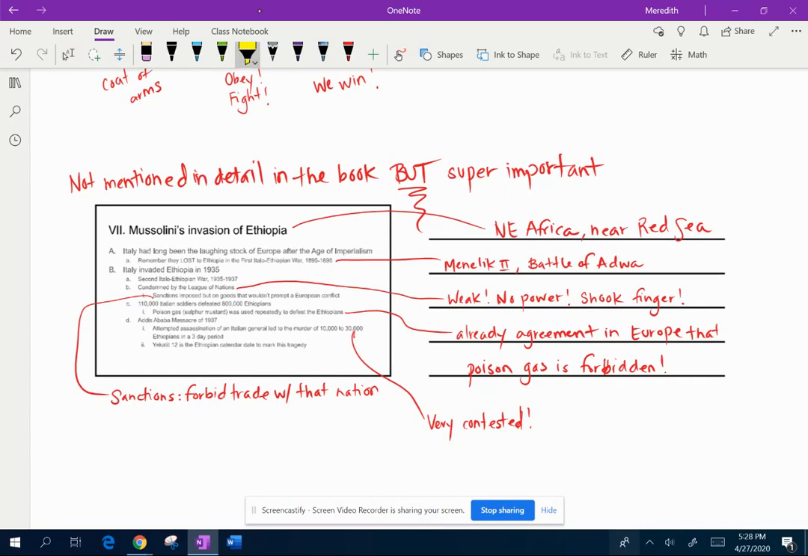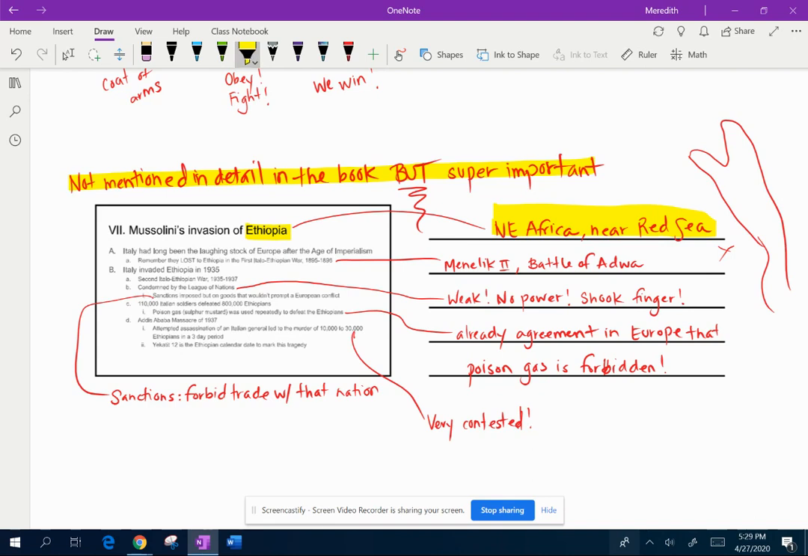Now, it's very briefly mentioned in your textbook, but it is super important that you guys know that Mussolini is going to invade Ethiopia. And before I talk about the invasion of Ethiopia, I hope by now, anytime I mention a country, my goal is to automatically have you guys know where it is and you can picture it. So Ethiopia is going to be in Northeast Africa and it's going to be near the Red Sea. And if you remember, the Red Sea kind of actually looks, oops-a-daisy, like a peace sign. And Ethiopia is going to be over there.